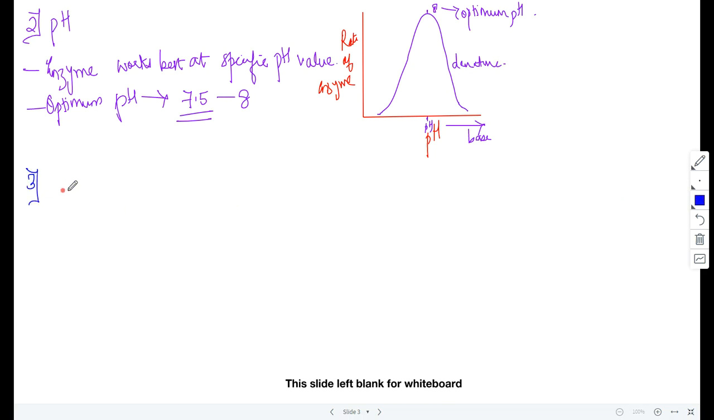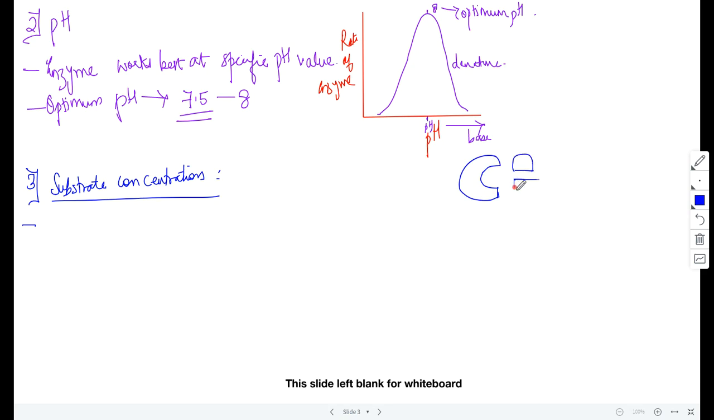The third factor we are going to see is the substrate concentration. Enzymes work best if there is plenty of substrate, right? I showed you a pictorial representation where I have this enzyme and a substrate, and basically they both are going to fit. If it is in a spherical form, it will fit directly.